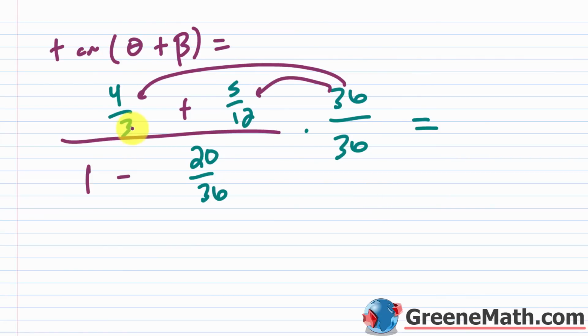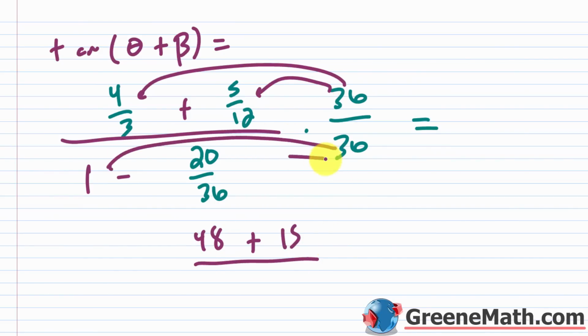So 36 divided by 3 is 12. 12 times 4 is 48. Then plus 36 divided by 12 is 3. 3 times 5 is 15. This is over, this would go here and then here. So 1 times 36 is 36, and then minus 36 divided by 36 is 1. So this is just 20.